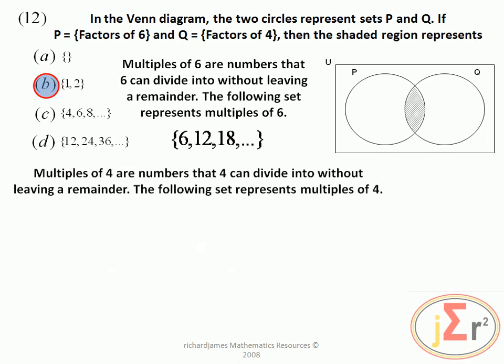Multiples of 4 are numbers that 4 can divide into without leaving a remainder. The following set represents multiples of 4. Notice the elements that are present in both sets. Every number is a multiple of itself and 1.